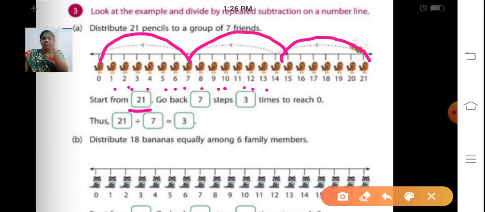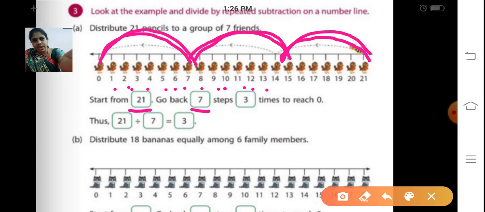How many steps did we go back? 7 steps, right? So you have to write 7. And now how many times? Just see how many times. 1 time, 2 times, 3 times. So how many times? 3 times, right? So to reach 0, how many times did it cross? 3 times, right?